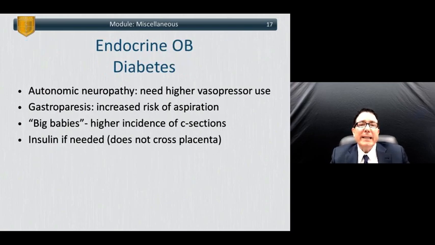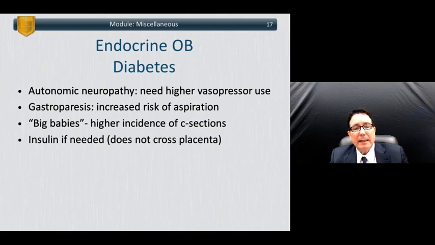Moving on to diabetes, a disease with autonomic neuropathy. These patients may need higher vasopressor use. Obviously, these are patients that are already at increased risk of aspiration, so now you're adding more fuel to the fire with gastroparesis, and they have a higher incidence of C-sections because of big babies.